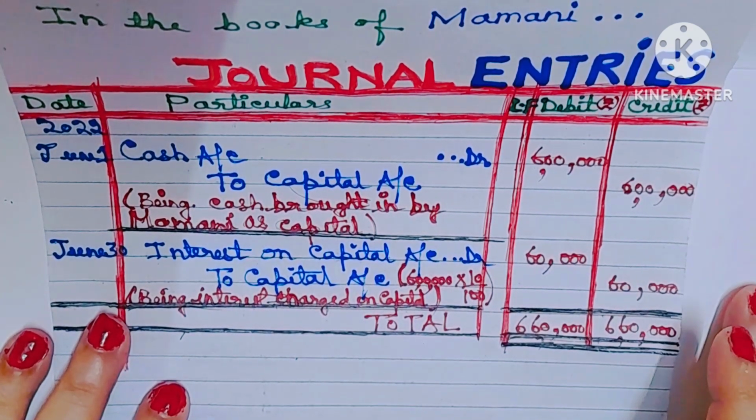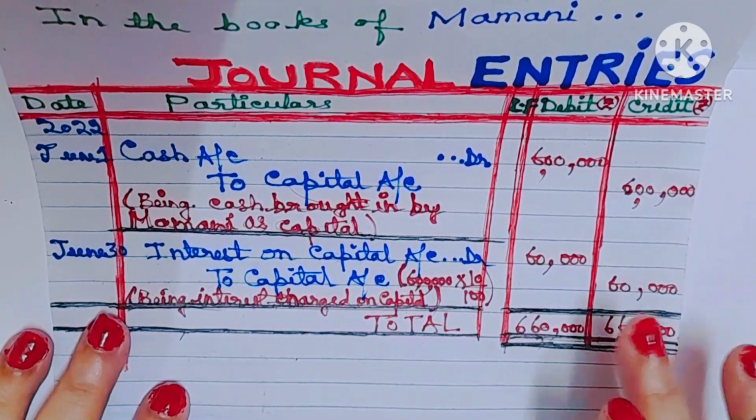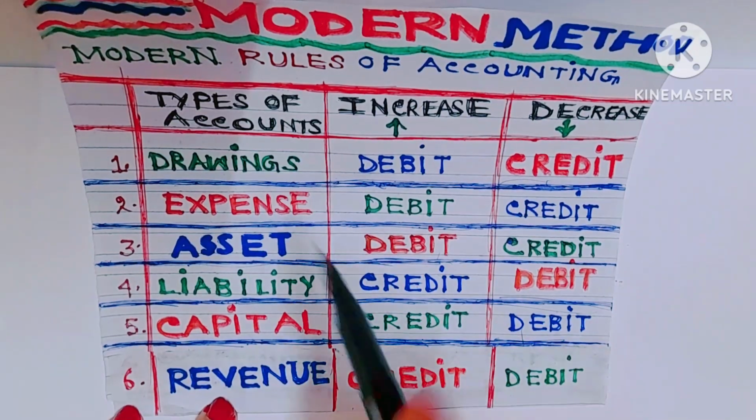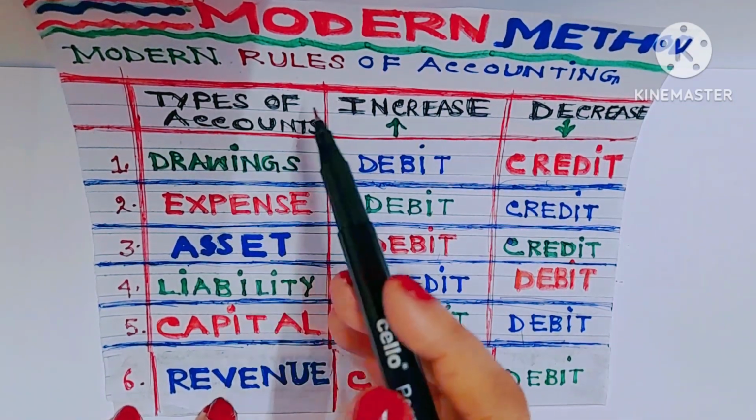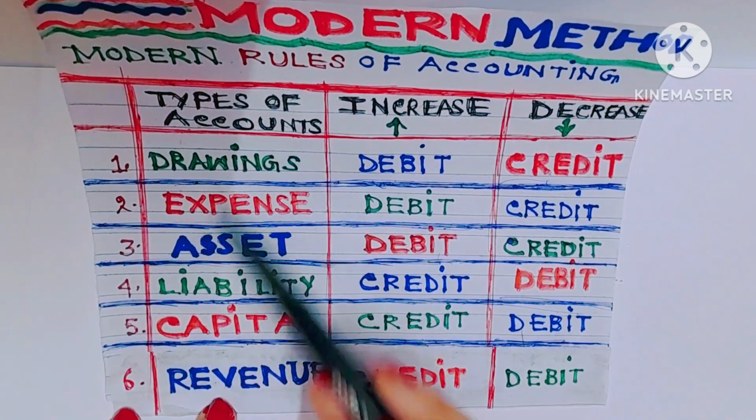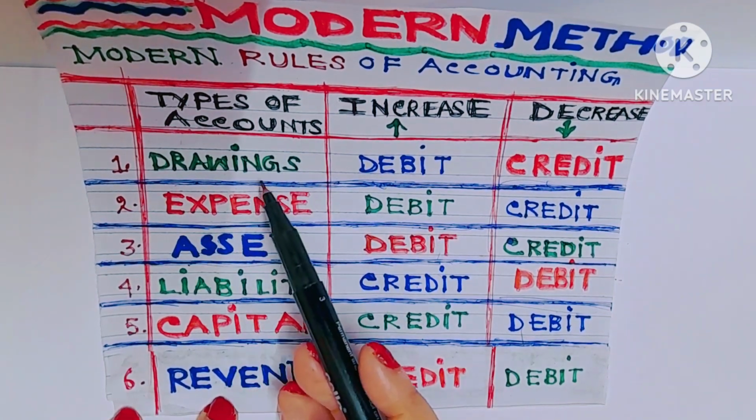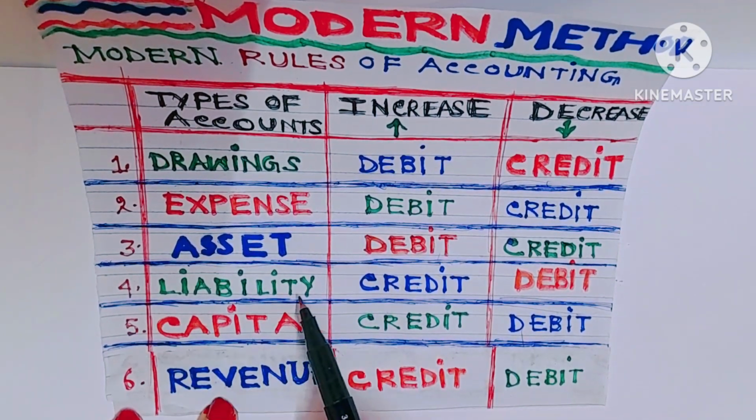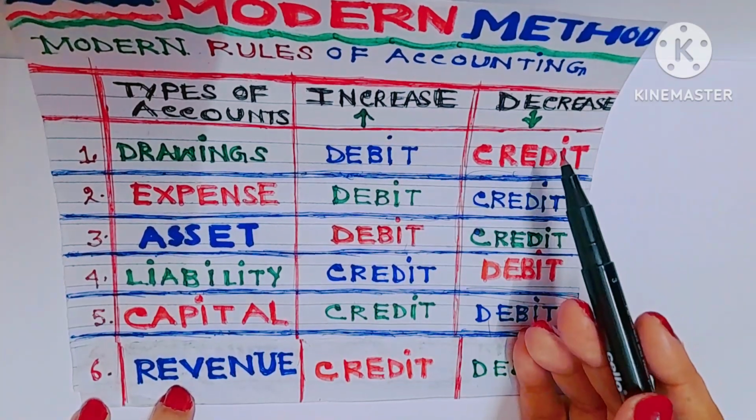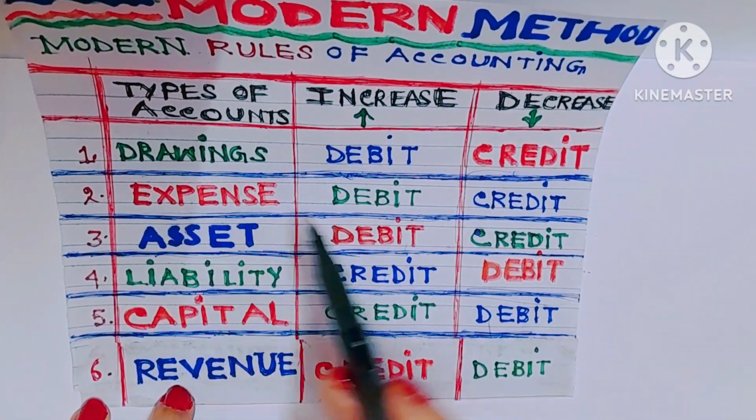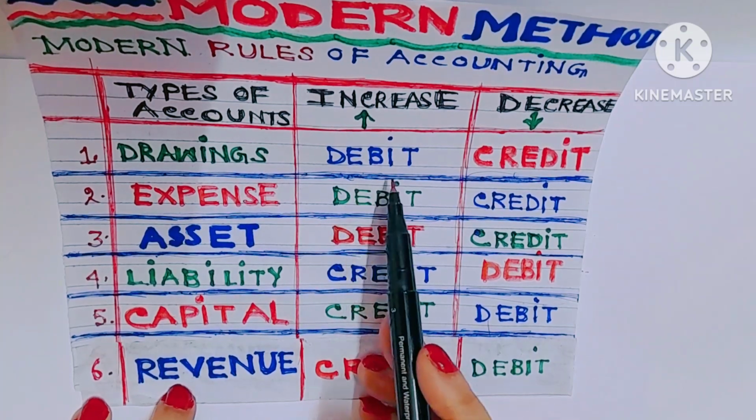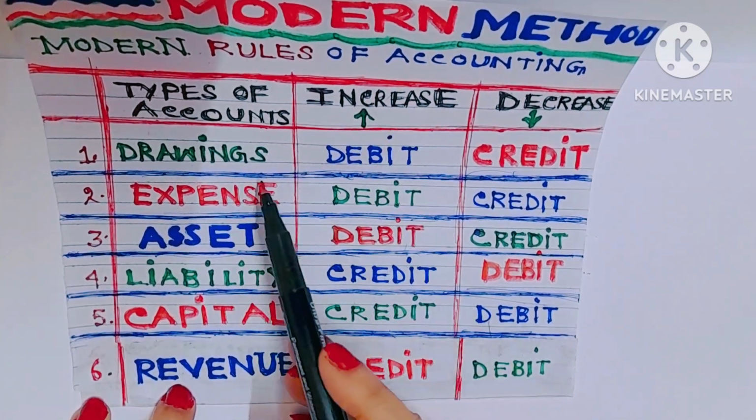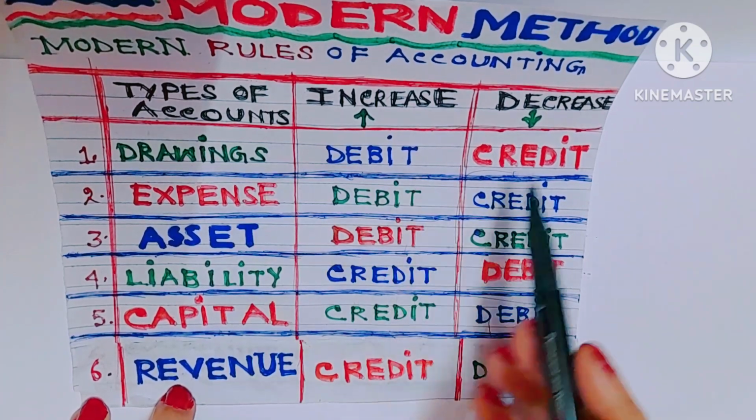Now let me make you understand by applying the modern method with the same problem. Okay? Now see the modern method. Modern rules of accounting. Types of accounts. Number 1, drawings. Number 2, expense. Number 3, asset. Number 4, liability. Number 5, capital. Number 6, revenue. Increase, decrease. See number 1, drawings. If drawings is increasing, it should be debit. Okay? And if drawings is decreasing, it should be credit.